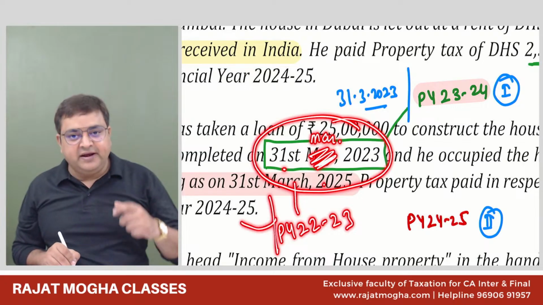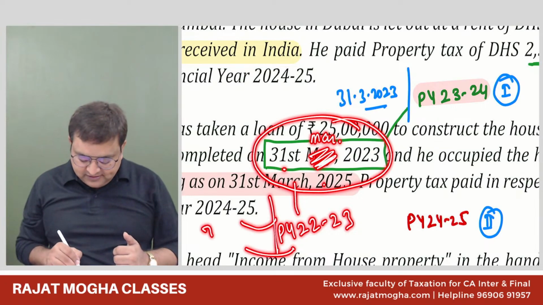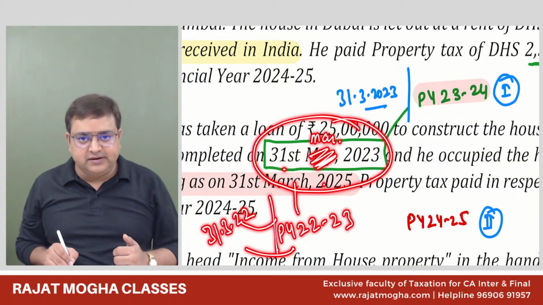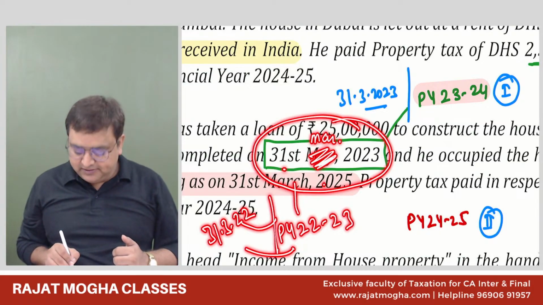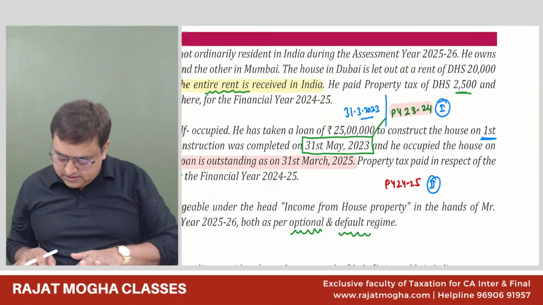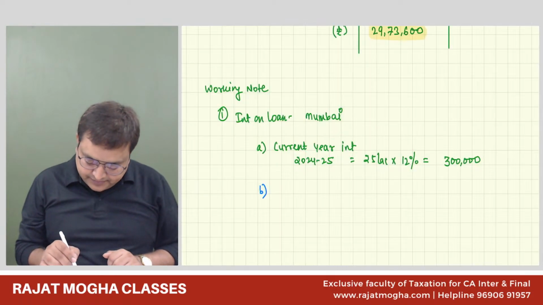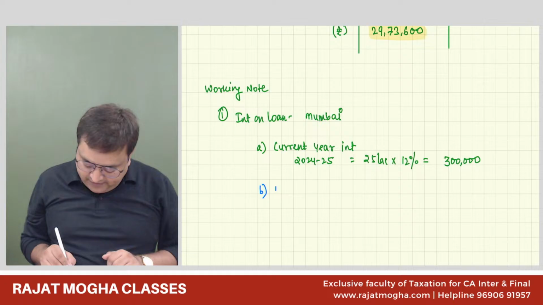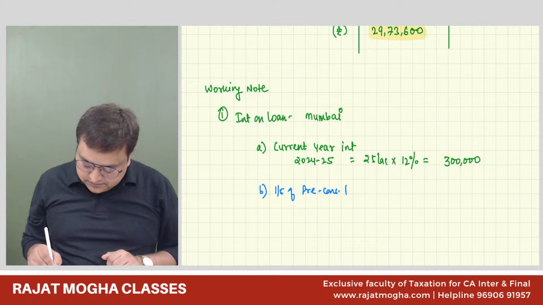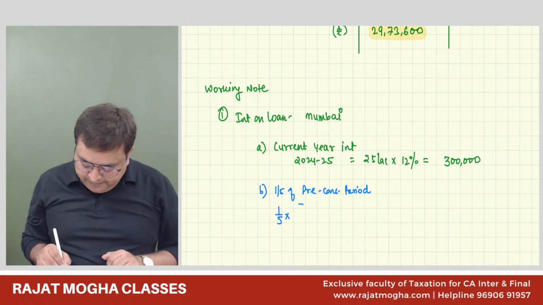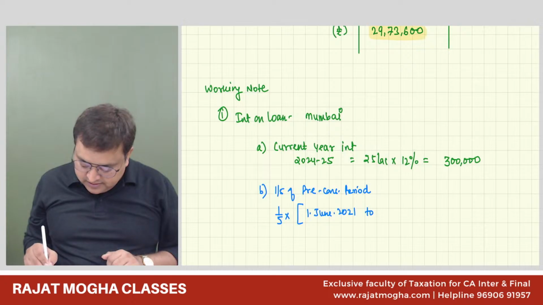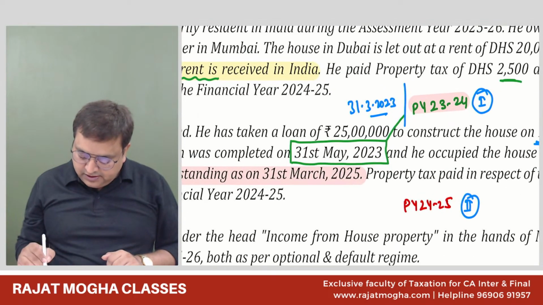Then your pre-construction period will end just 1 day before this, 31st March 2022. Correct. This is what you are asking, Bala? Yes, sir. Okay, good. So this would be 1/5 of pre-construction period interest. So 1/5 pre-construction period interest is from 1st June 2021 till 31st March 23.